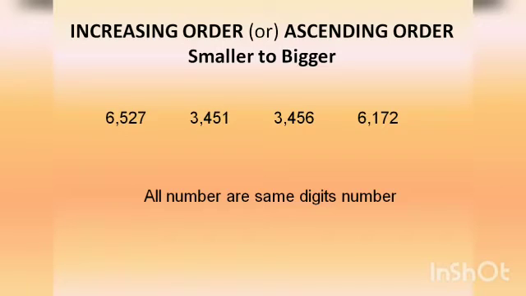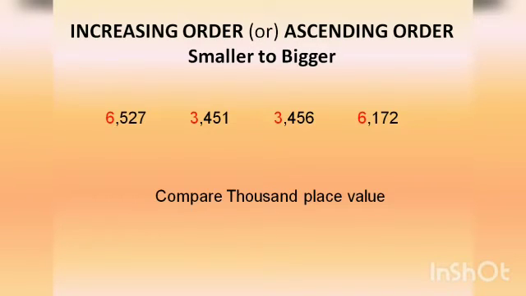All the numbers are the same digit number, all are 4-digit numbers. Then what should you do? You compare the thousands place value first: 6, 3, 3, 6.